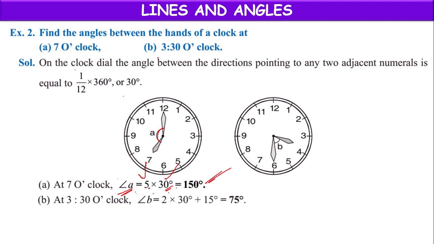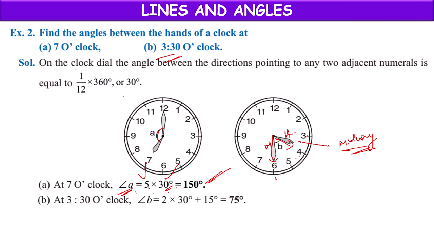Now at 3:30, the hour hand will be midway between 3 and 4, and the minute hand will be at 6. This is the hour hand and this is the minute hand. Now what is the angle here?